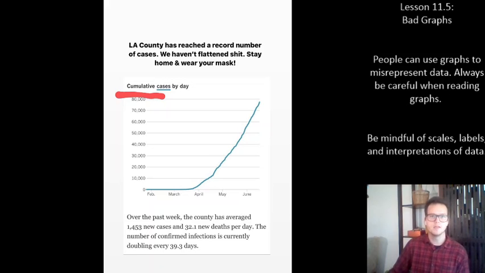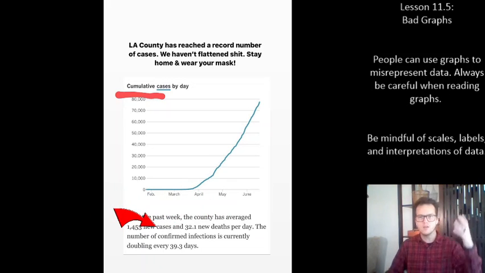All right, this one has a no-no word. So if you're tuning me out, hopefully this brings you back in, right? So LA County has reached a record number of cases. We haven't flattened anything. Stay home and wear your mask. That's this comment. This was a screenshot. Somebody probably posted this on social media, right? So there's data here. It looks like February, March, April, May, June. Fine. These all go up by 10,000. That's fine. The data is like, okay, we have this many cases, and it goes up, and it goes up, and it goes up. And this person's like, man, wear your mask. We haven't flattened anything. And it looks like the official report here is over the past week, the county averaged this many new cases, this many new deaths. That's bad. Yeah, all of that stuff is bad.